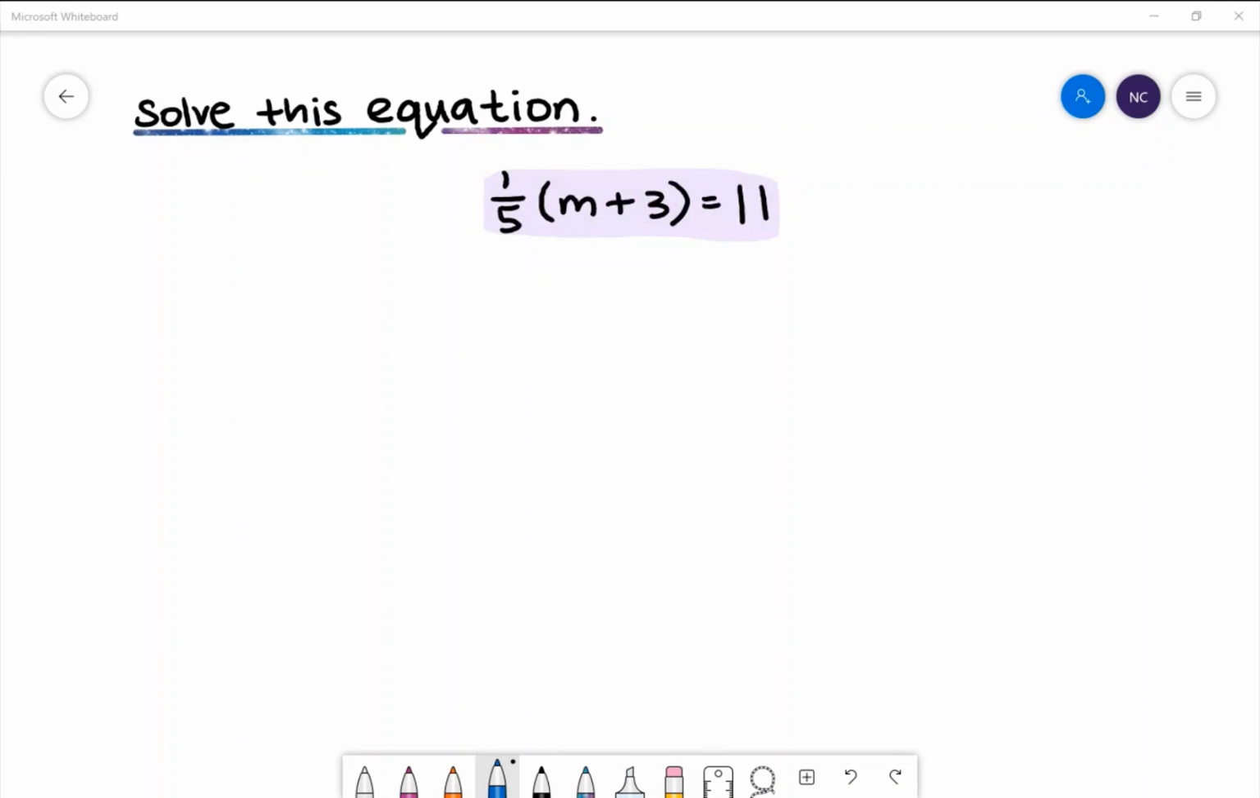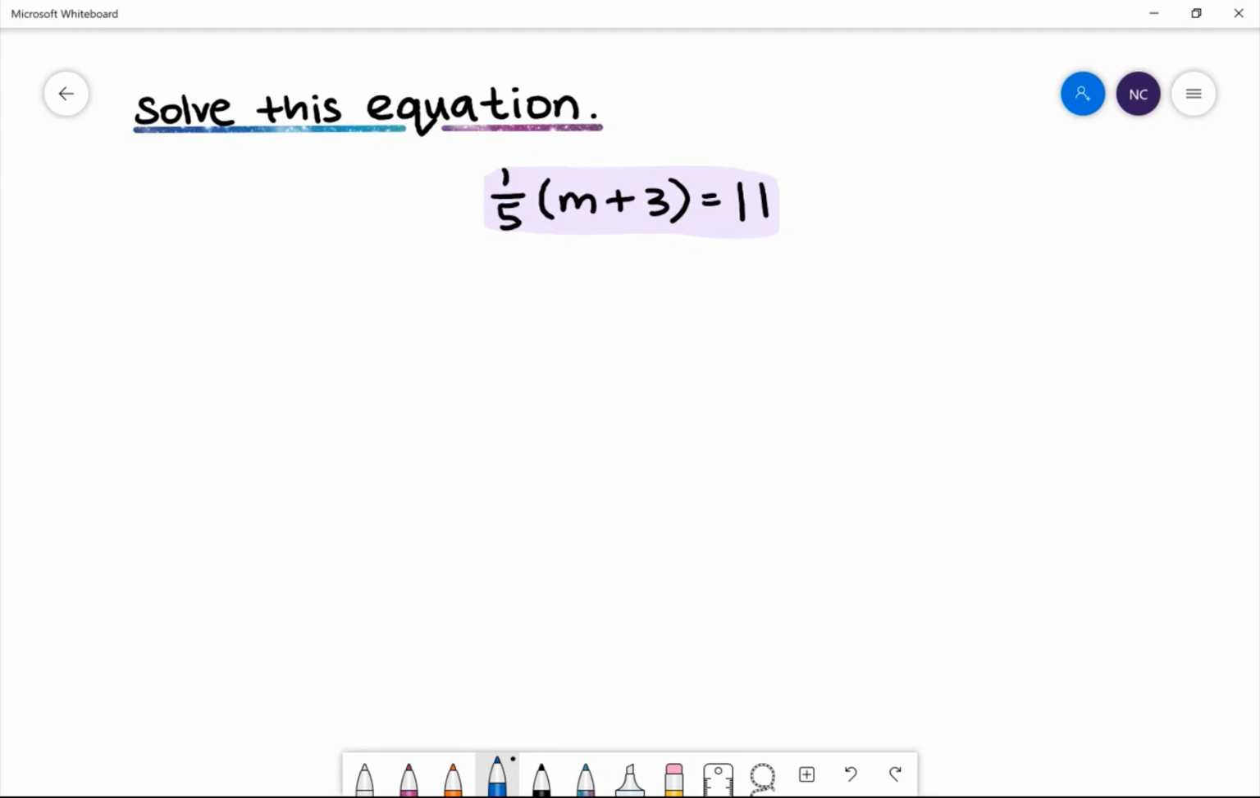Here is our next example. Solve this equation: 1/5(m + 3) = 11. This is the same as 1/5 multiplied by (m + 3)/1. That means we can rewrite this equation as (m + 3)/5 = 11.